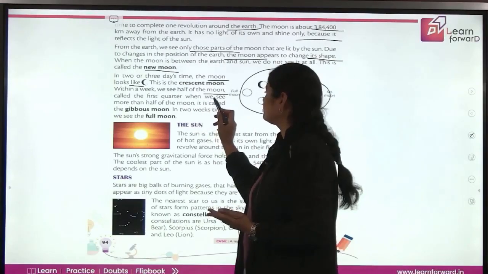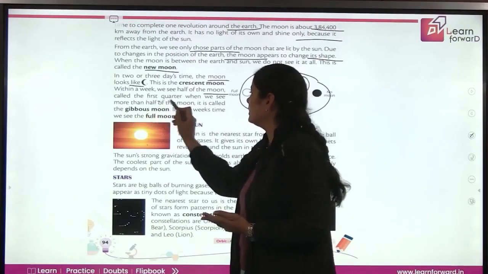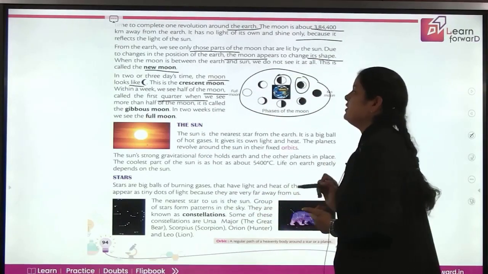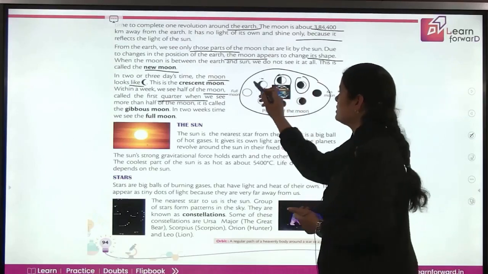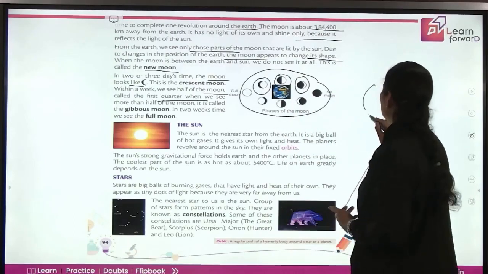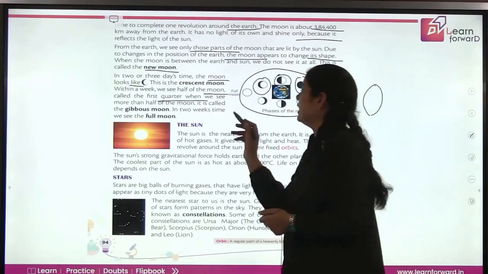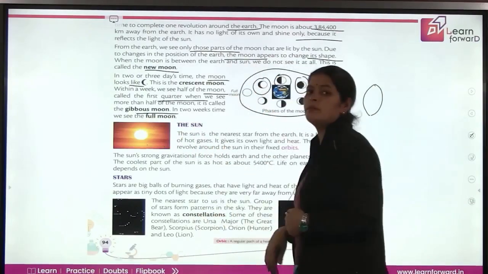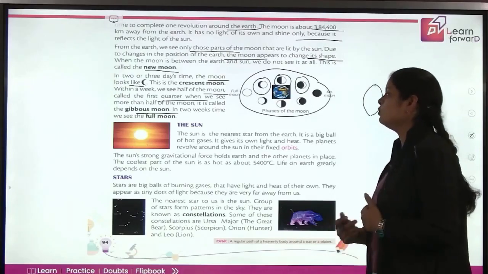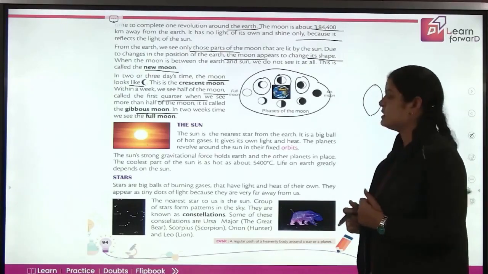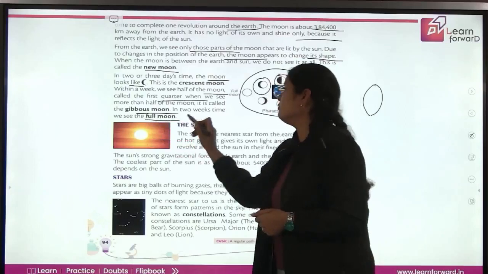Then it is called the first quarter. When we see more than half of the moon, like this, it is called gibbous moon, gibbous moon. In 2 weeks, means 15 days time, we see a full moon.